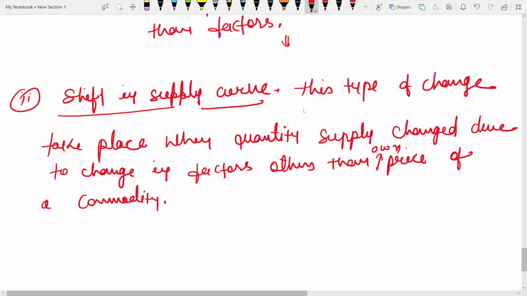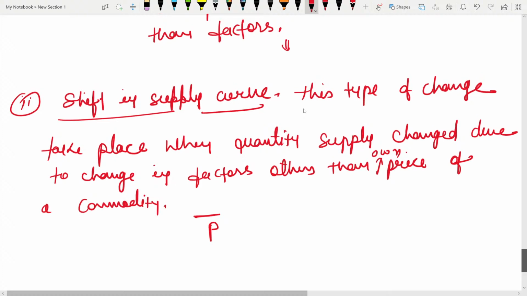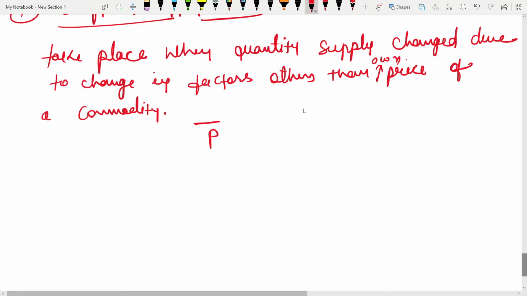Okay, we have seen in movement that due to change in price, other factors remain constant. But in this shift in supply curve, there is change in factors other than own price of the commodity. So in shift in supply curve, price is constant, but not other factors. And in movement, price is not constant, but other factors are constant. So this is the difference.